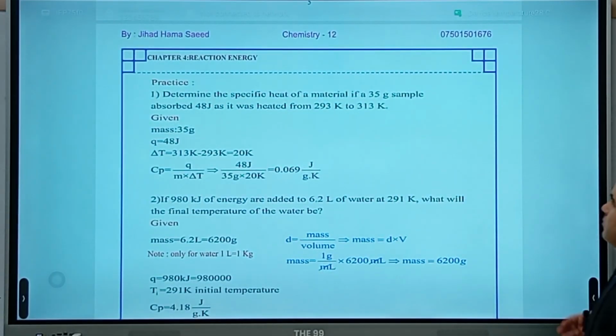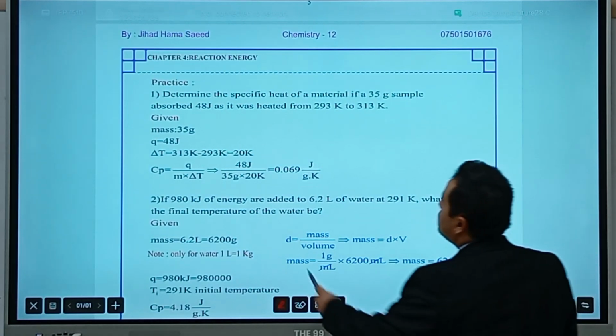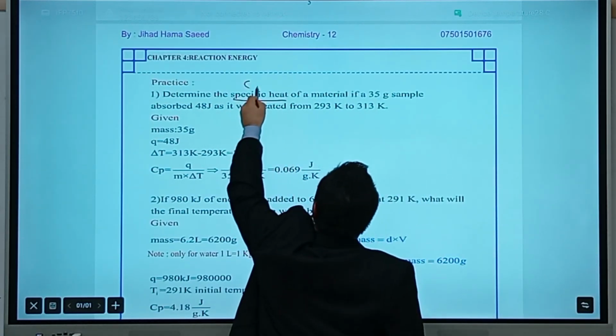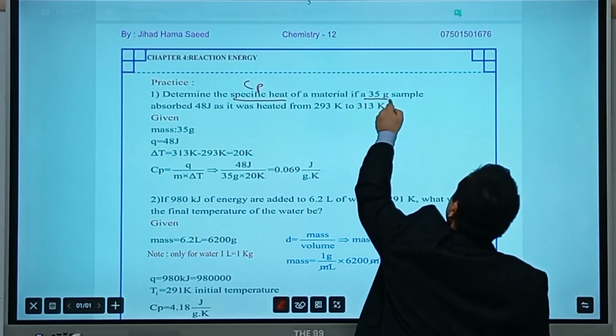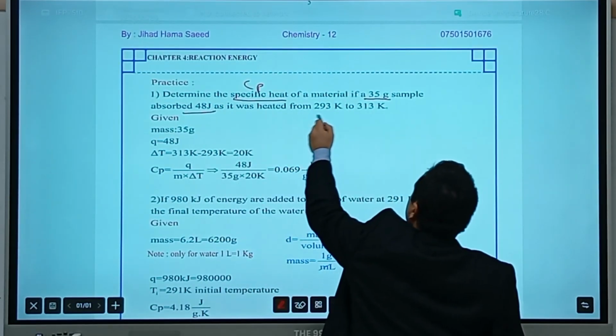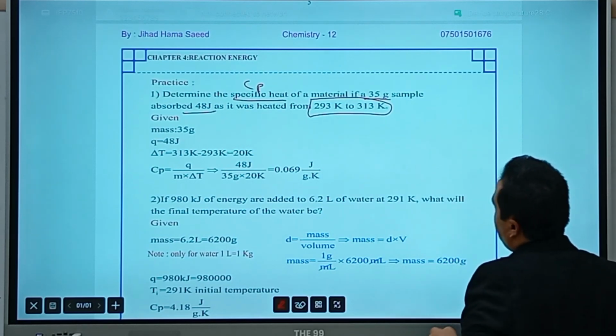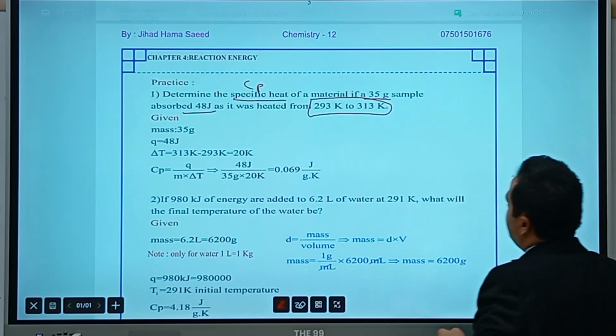The practice, here we have got another question. Determine the specific heat, Cp, when the given mass is 35 grams, Q is 48 joules, and delta T is 313 minus 293.